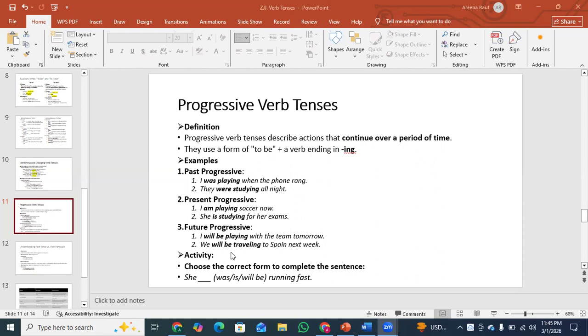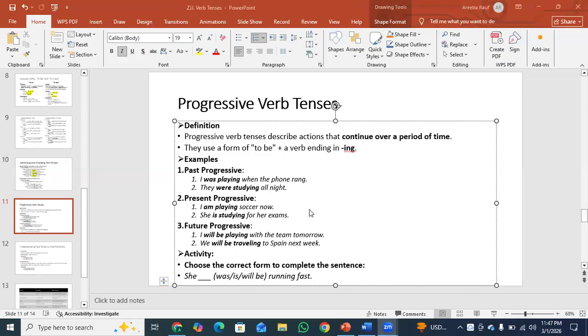As you guys can see, by reading these sentences, it shows the action that is happening right now or continues for some time. Okay? Like we have an activity. Choose the correct form to complete the sentence. She dash running fast. Yes, she is running fast.